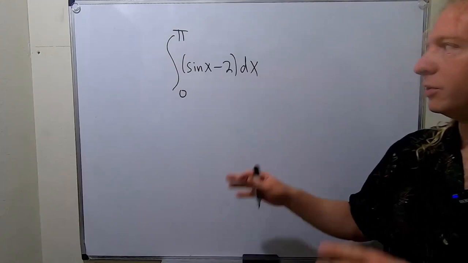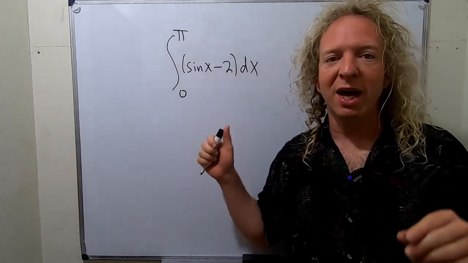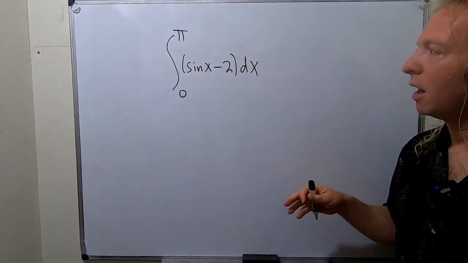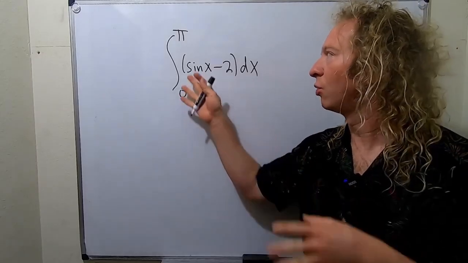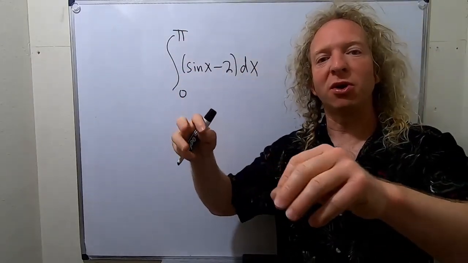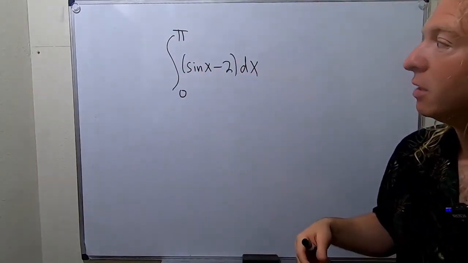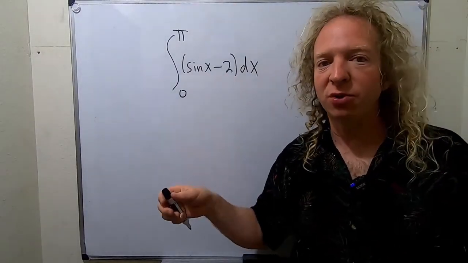In this video, we're going to integrate sine x minus 2, and this is a definite integral. Which means that after we perform the integration, we're going to evaluate the results at the limits of integration. So we can just go ahead and jump into it and integrate.